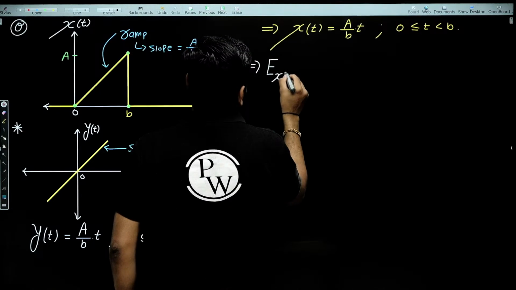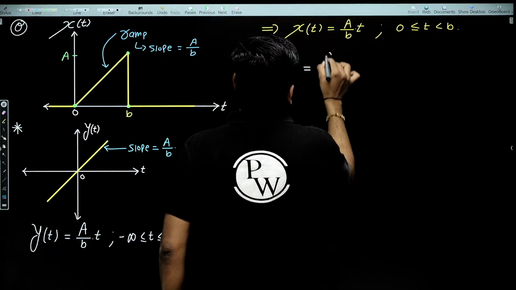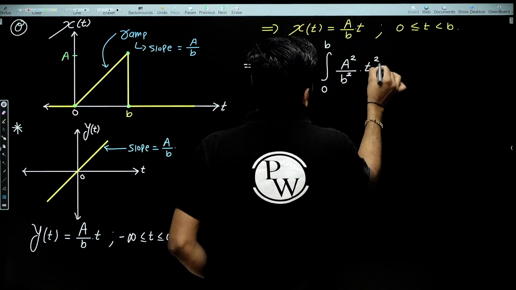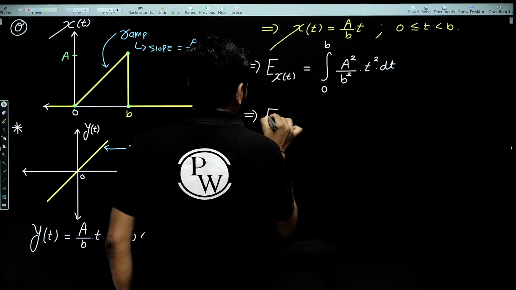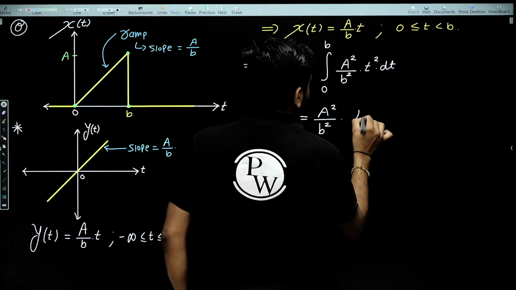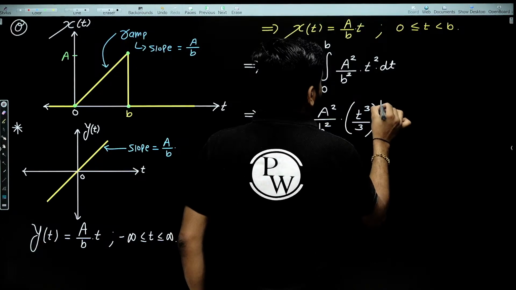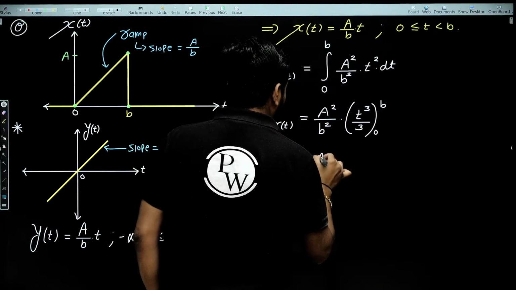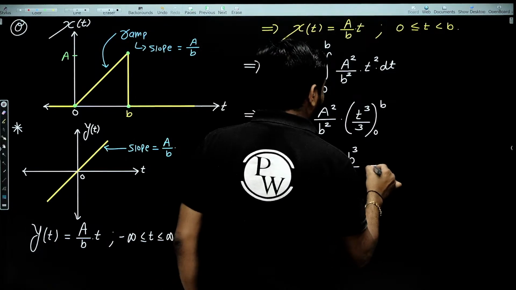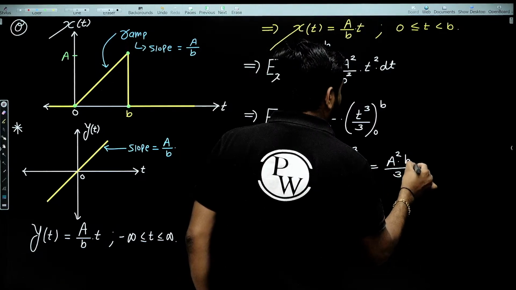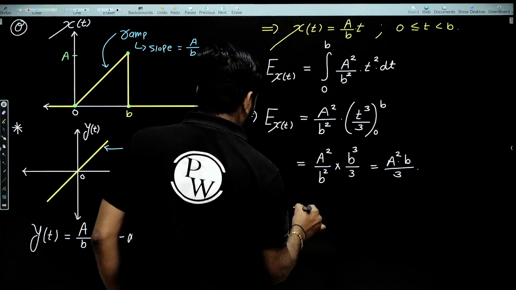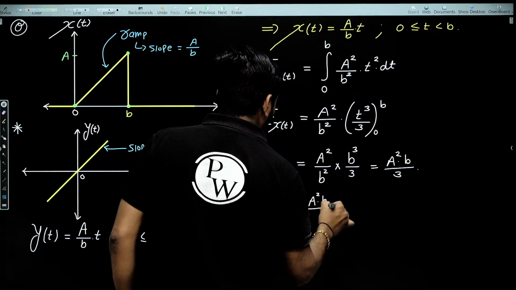So now calculate energy. Energy of this signal is given by integration again 0 to B. Now the square of this signal, so A square upon B square into t square dt. Here A square by B square is a constant value. Integration of t square is t cube by 3. Limit is 0 to B. It will be A square by B square into t cube by 3. So the final answer is A square B divided by 3. So the energy of the triangle pulse is A square into B divided by 3, guys.